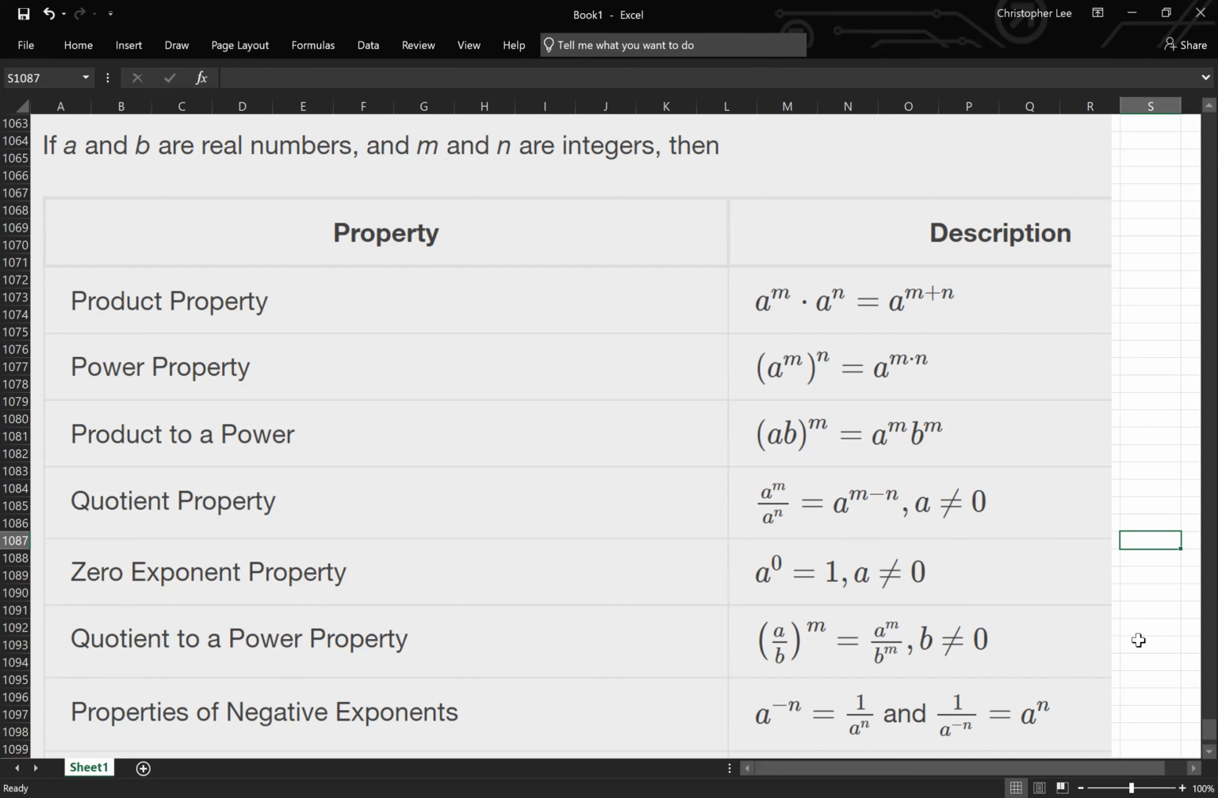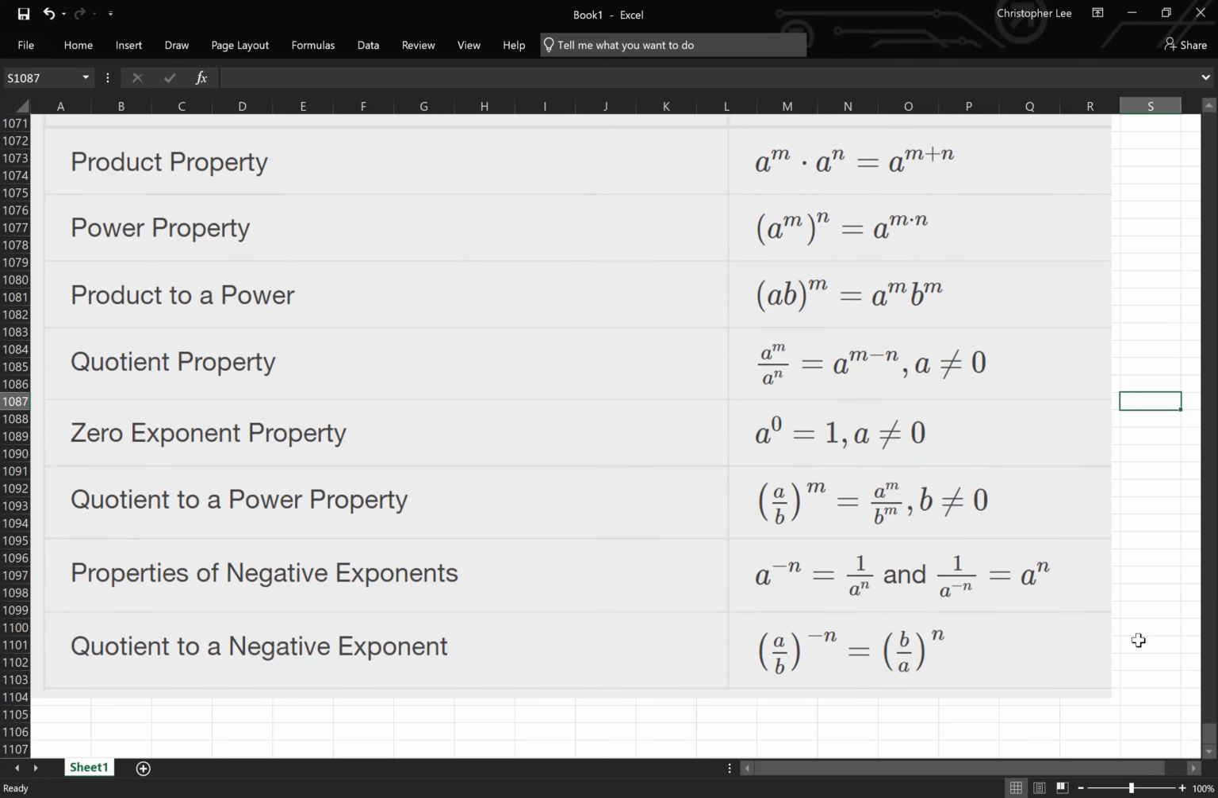Quotient property: anytime we're dividing exponents, we subtract their powers. Zero exponent property: anything to the zero power is 1. Quotient to a power property: we have a quotient, a over b to the m power. That's going to give us a to the m over b to the m. So same thing, everybody gets the power.